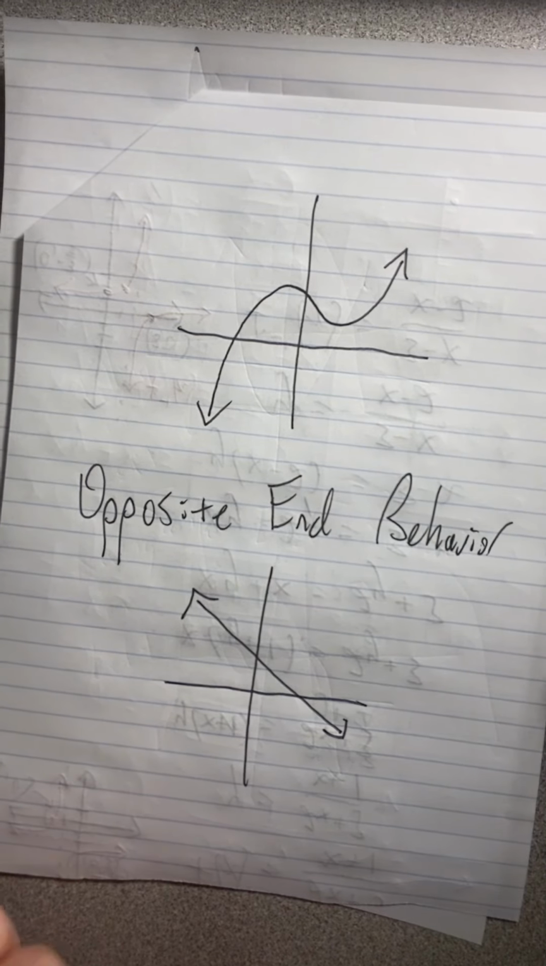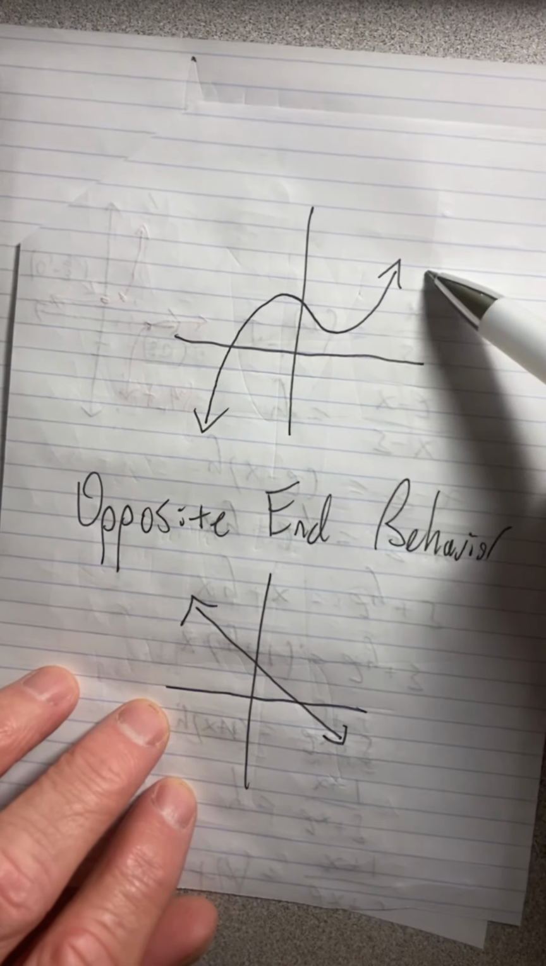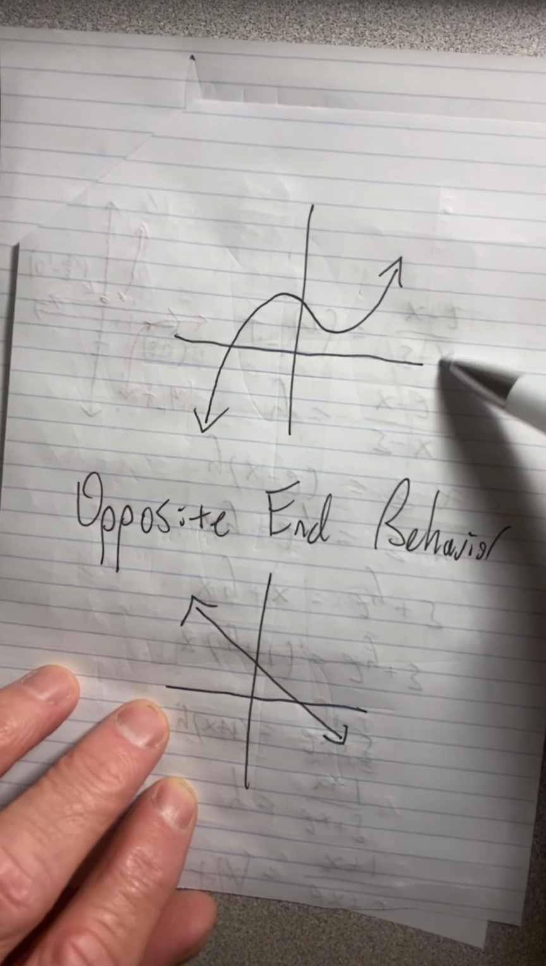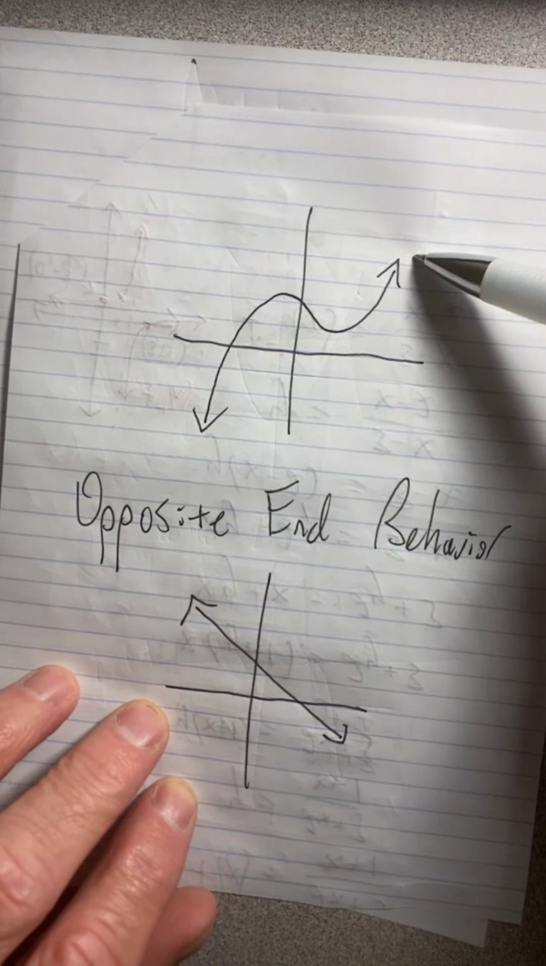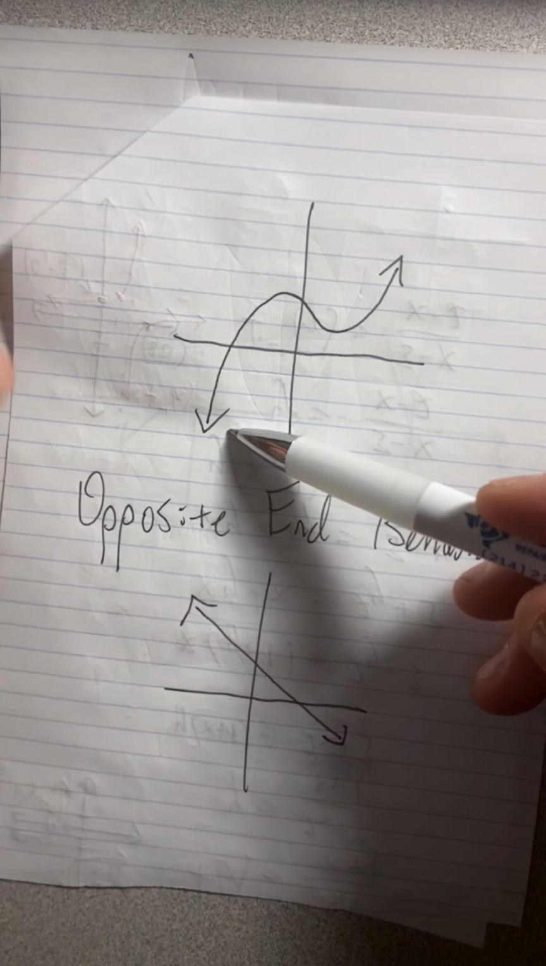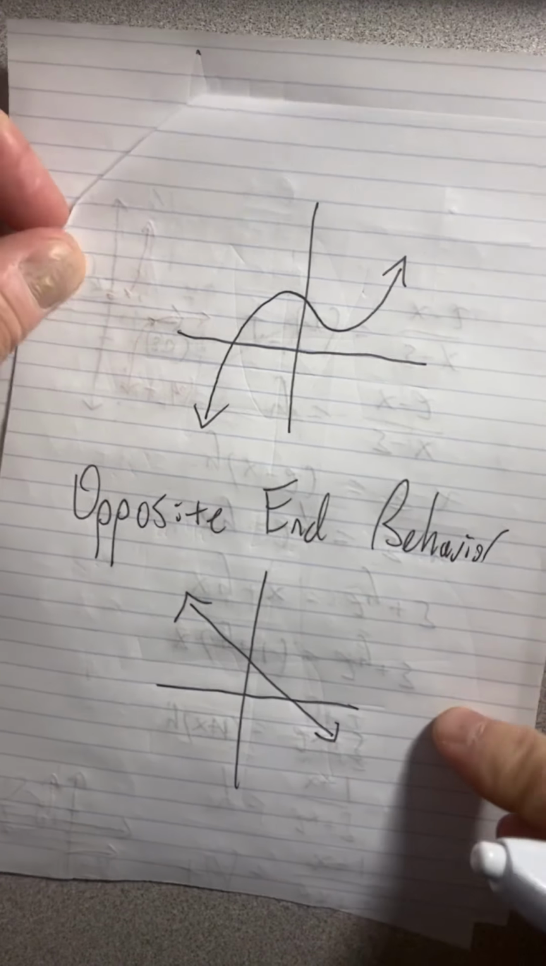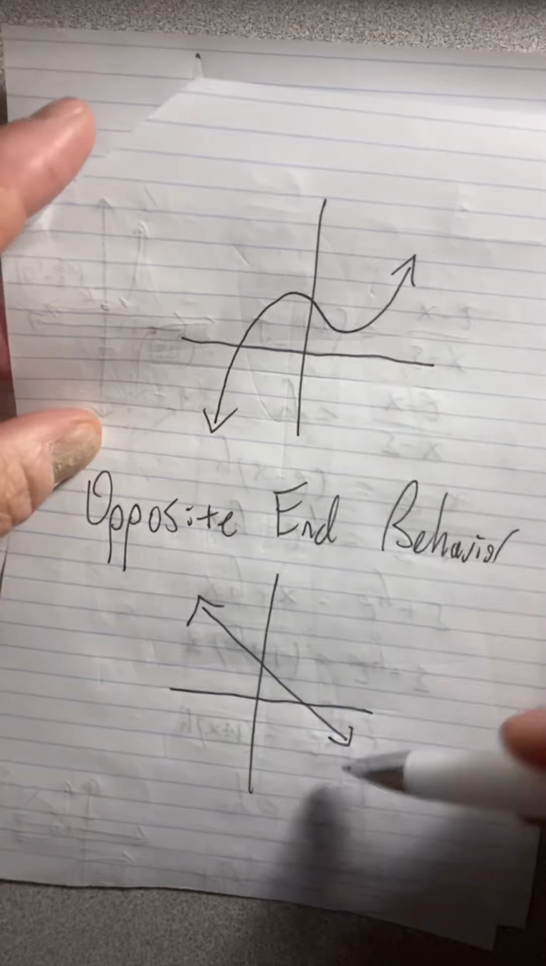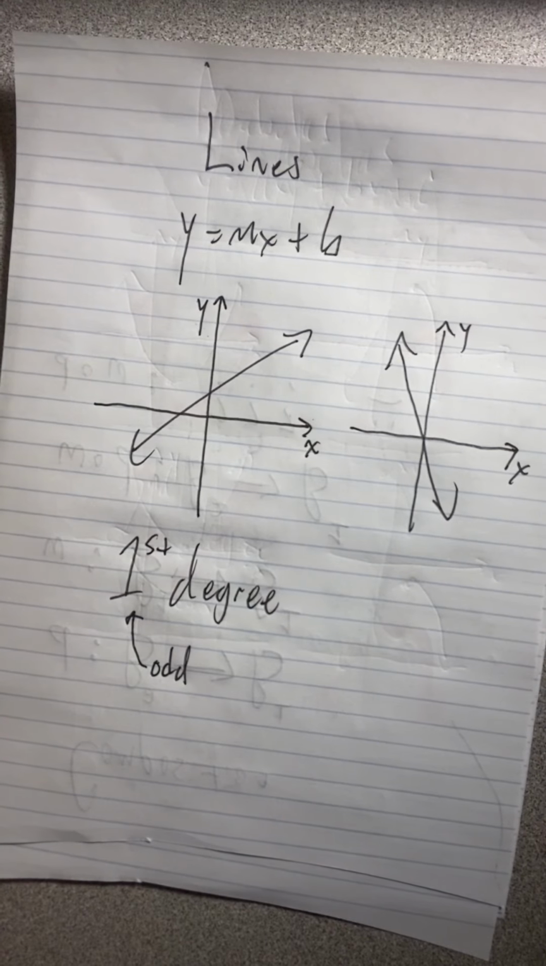Sometimes there's opposite end behavior. If the y values on one end are going to positive infinity, but the y values on the other are going to negative infinity, we call it opposite end behavior. So both of these have opposite end behavior.